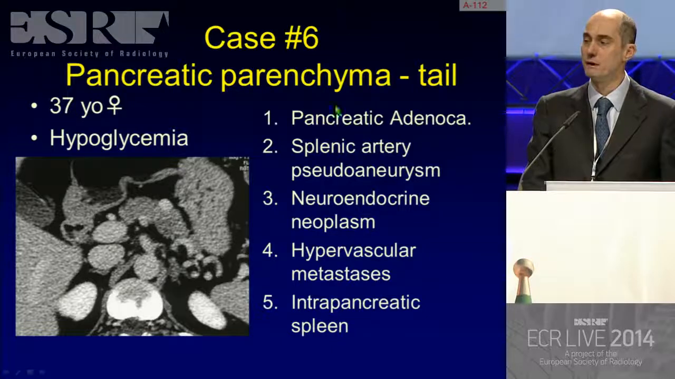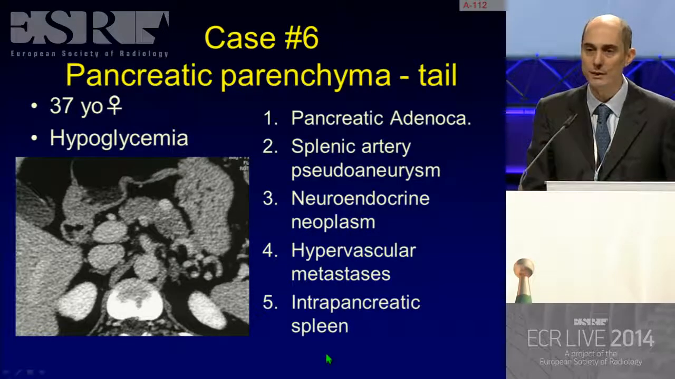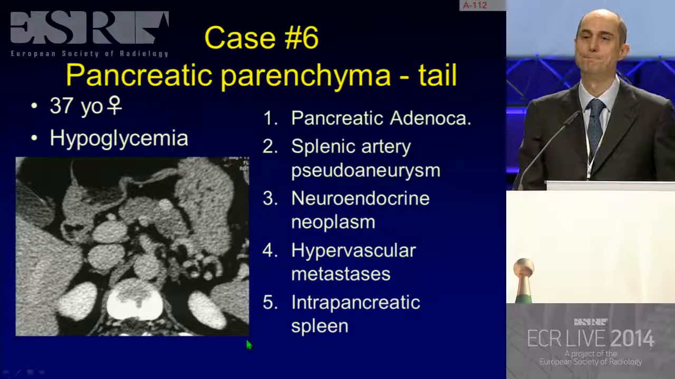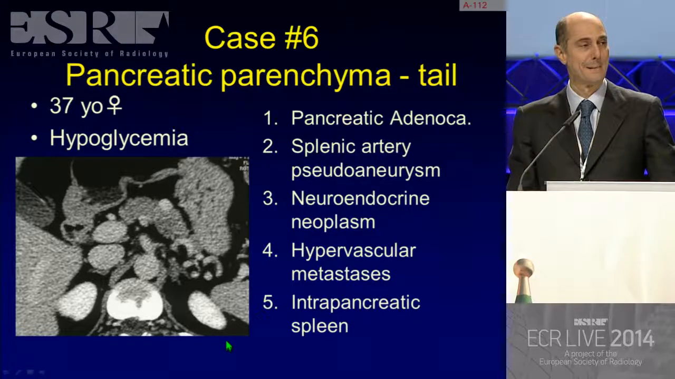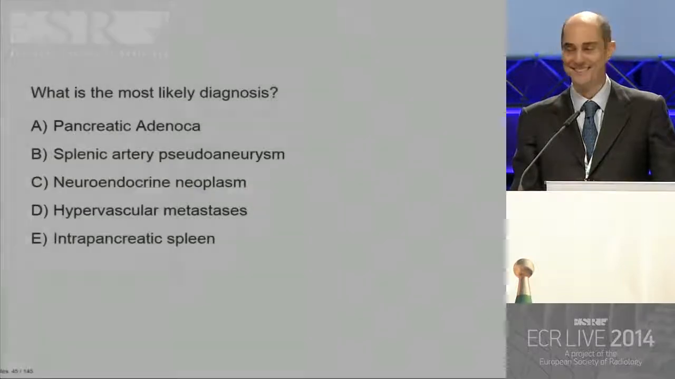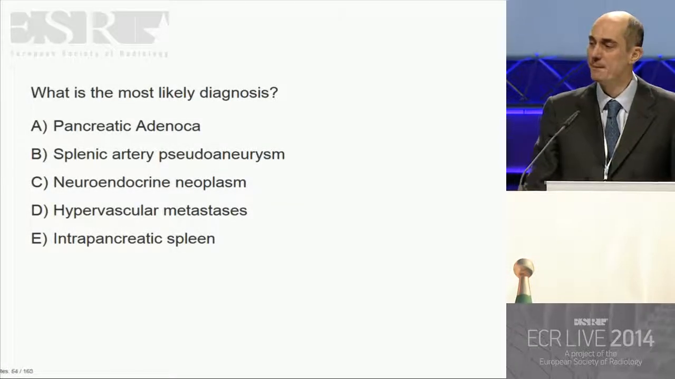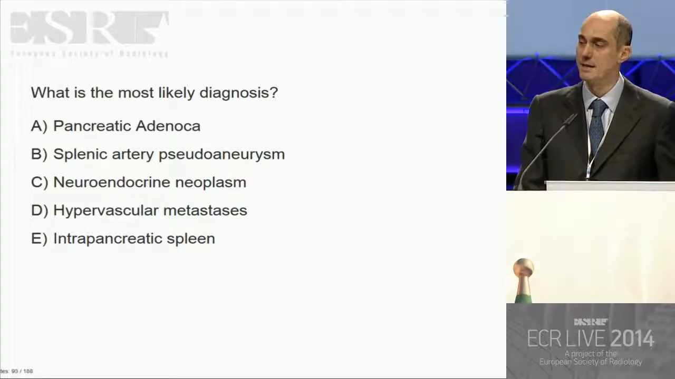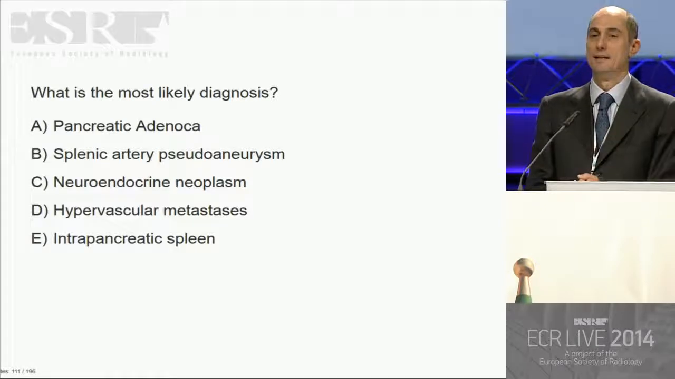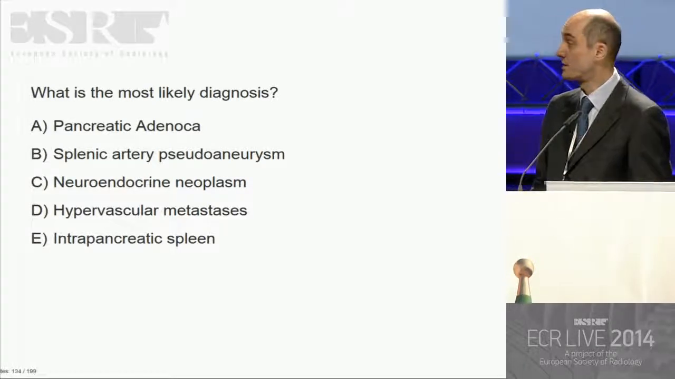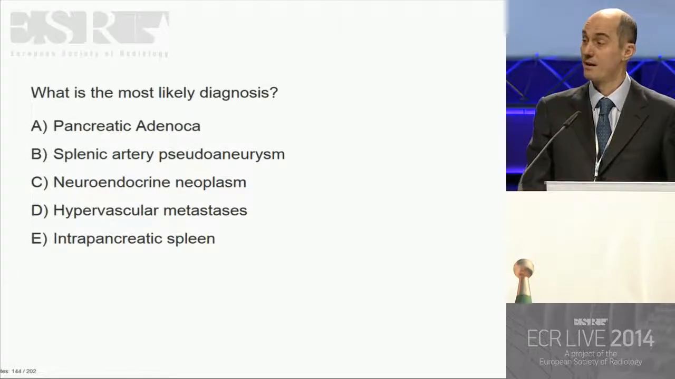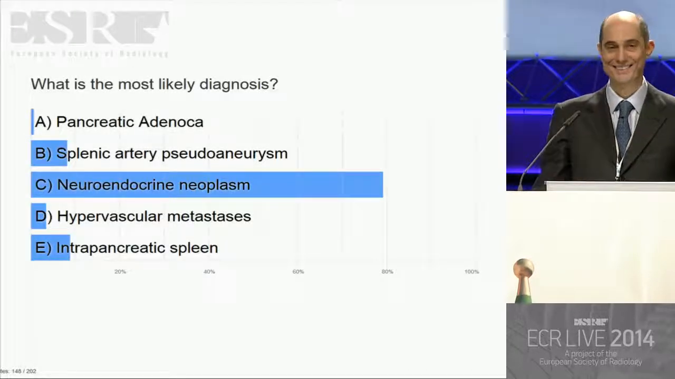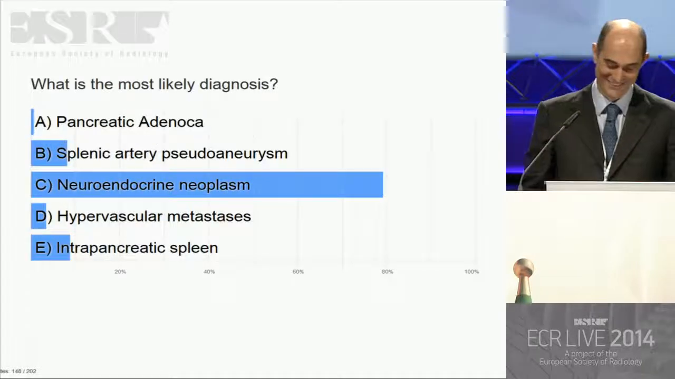Do you think it's a pancreatic adenocarcinoma, splenic artery pseudoaneurysm, neuroendocrine neoplasm, hypervascular metastasis, or intrapancreatic spleen? Please vote. And the answer is... very good, very good. Good job.